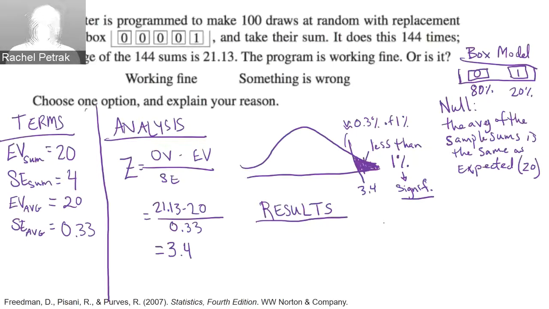Remember, the null says that the difference is due to chance variation. The null always says the observed difference is due to chance, period. So we reject the null. We just said it. The observed difference is not due to chance. This is significant. That tells us this is not due to chance.